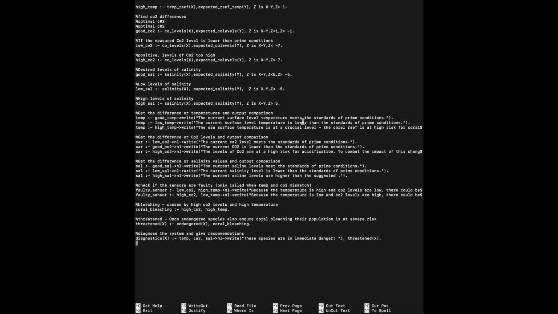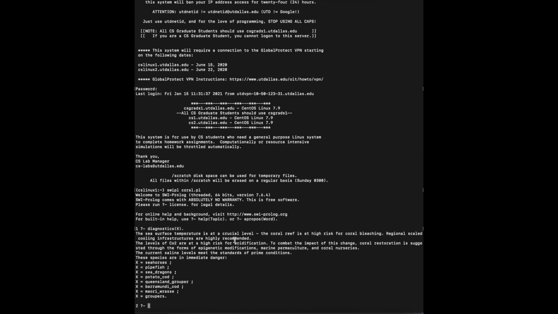And we also have sensor testing to detect if it's faulty or not, if the data does not match up to what is correlating. So if it's a low CO2 and a high temperature, then those don't match biologically, because a high temperature correlates to a high CO2, and then vice versa, because as the CO2 is being absorbed into the ocean, the temperature is.